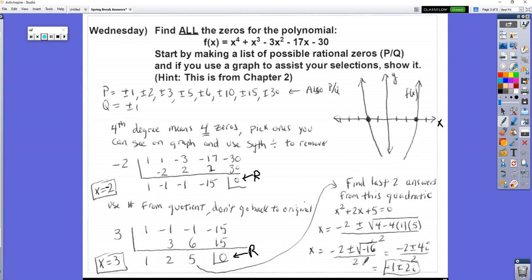These 2 answers, together with the 2 answers that I found by synthetic division, represent the 4 answers for this problem. Remember, your degree tells you how many answers you must find, so you're not done until you get, in this case, all 4 of the answers to the problem.